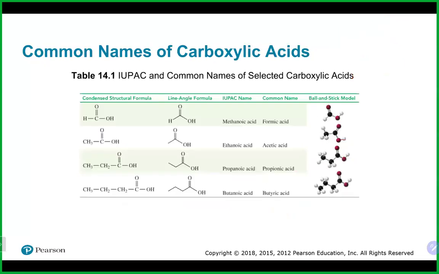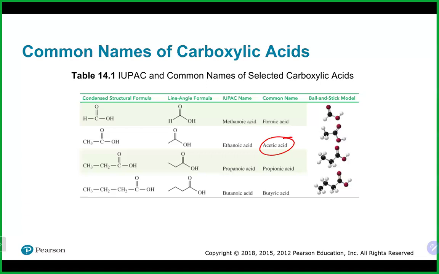So here are some common names for these acids. We have methanoic acid, which is formic acid. That is a name that's still used a lot. Ethanoic acid and acetic acid. I would venture to say most people will call it acetic acid versus ethanoic acid, but the formal name is ethanoic acid. But acetic acid is a very, very commonly used name still today.